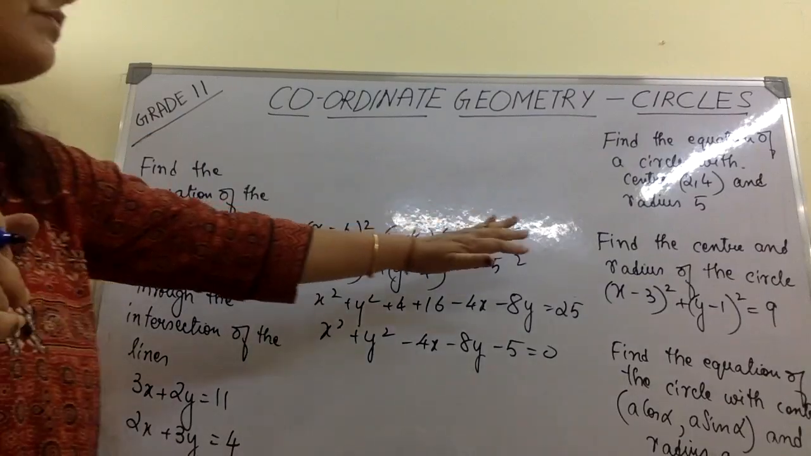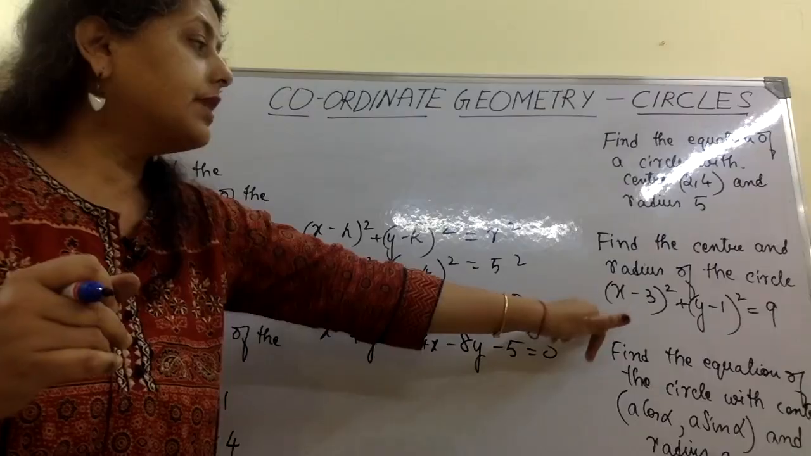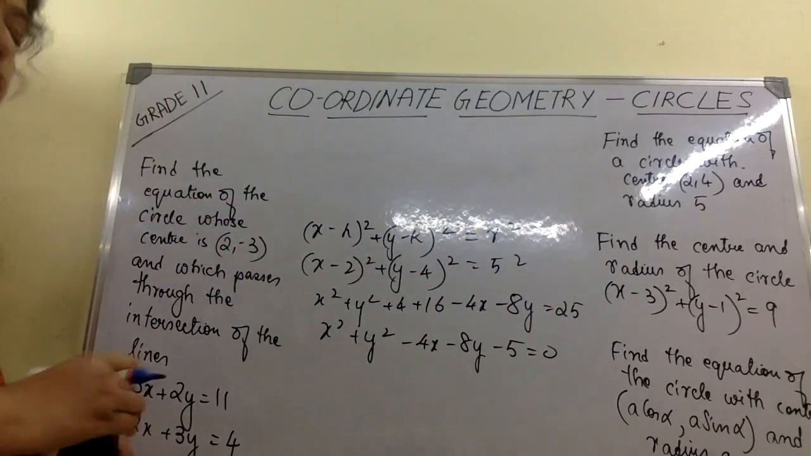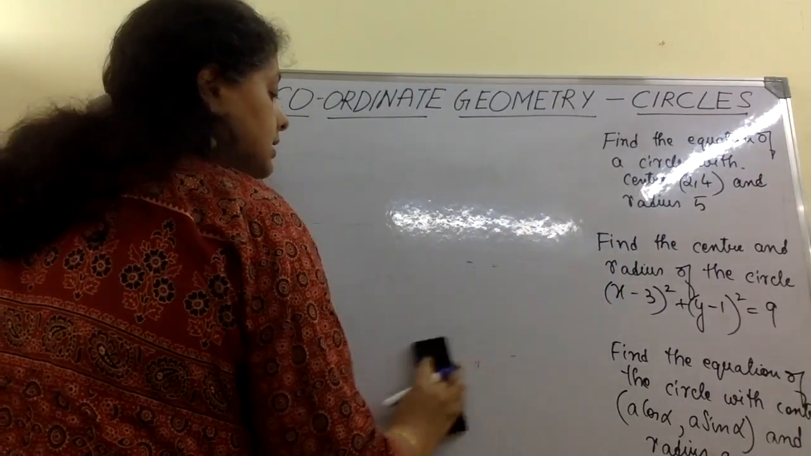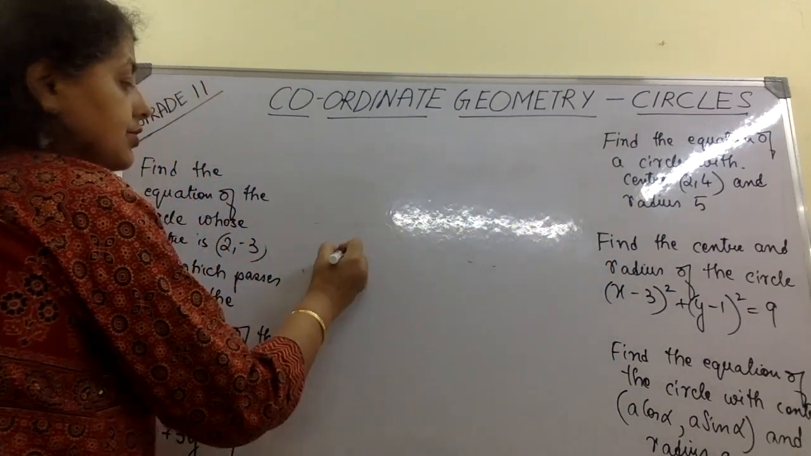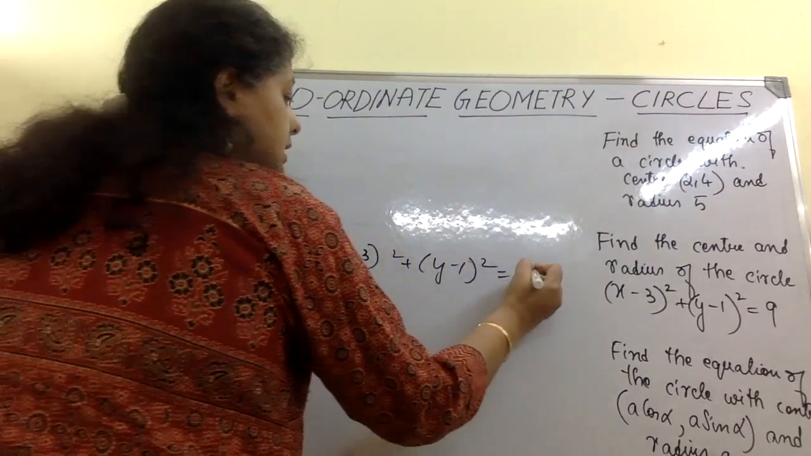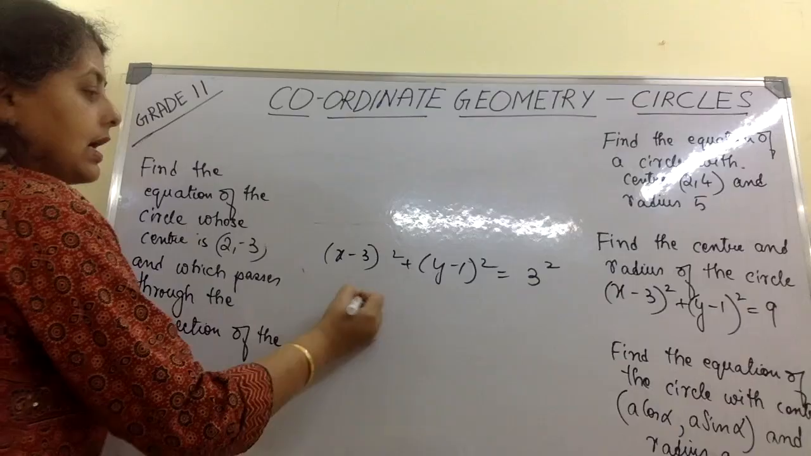Now here is a question: find the center and radius of the circle when they have already given you the equation. The equation is given, find the radius and the center. Now this is clearly (x − h), (y − k). So (x − 3)² + (y − 1)² = 3², right? R is clearly 3.